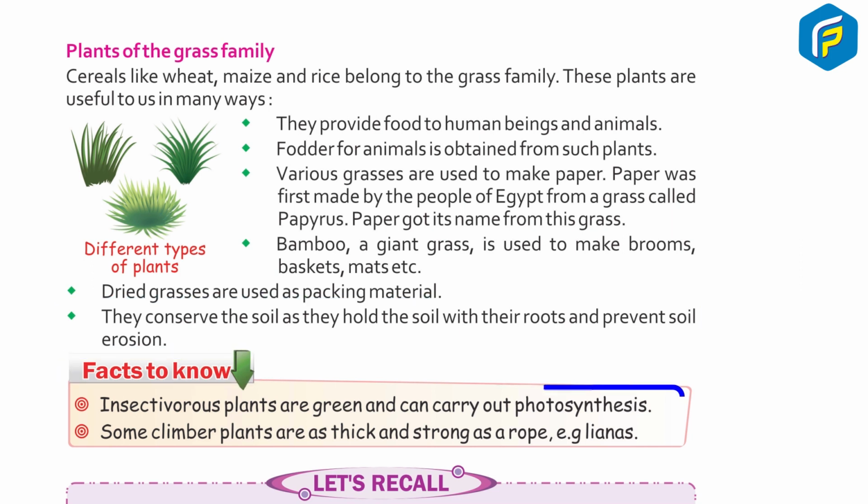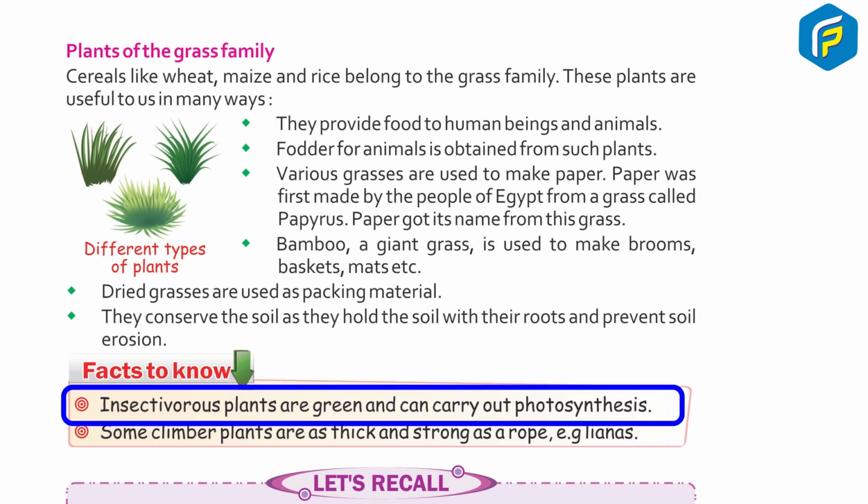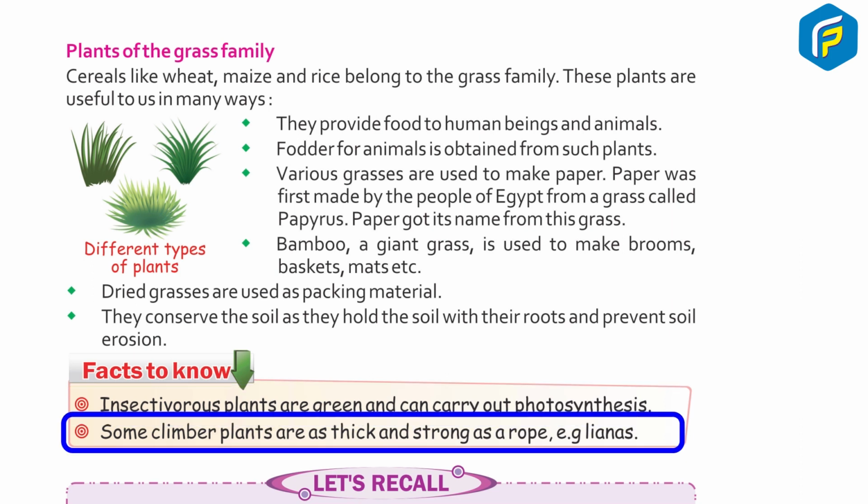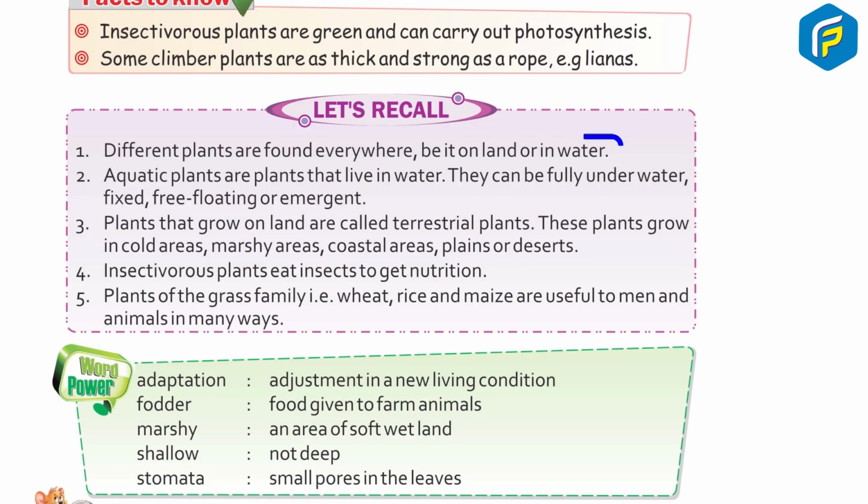Facts to know: insectivorous plants are green and can carry out photosynthesis. Some climber plants are as thick and strong as a rope. Example, liana.